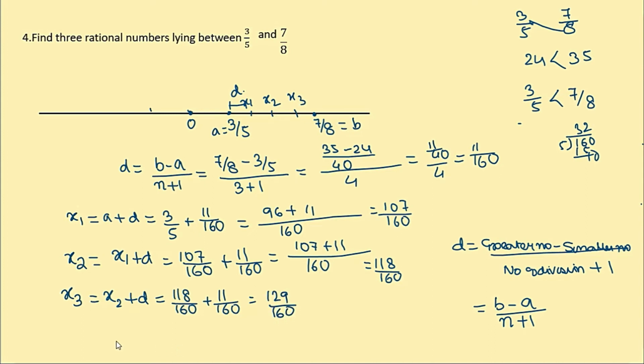So therefore, three rational numbers are 107 by 160, 118 by 160 and 129 by 160.